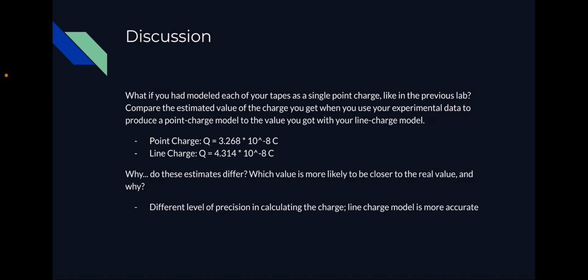And why did they differ? The difference is due to the different level of precision in calculating the charges. When you have more segments, you're more accurate to the real world and closer to the real value. So that accounts for the difference and also accounts for the reasoning as to why the line of charges model is more accurate than the point charge model.